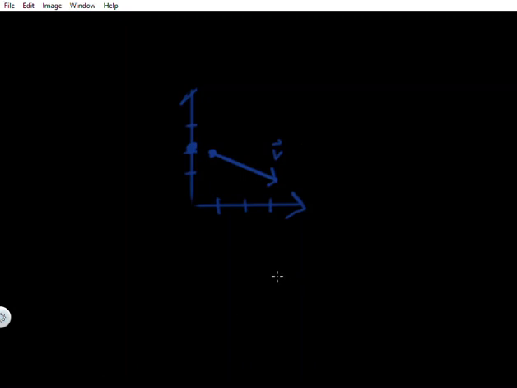So I've given you a vector on the x and y axis here, and let's say it has initial point at P and terminal point at point Q. And we're given from the graph that the initial point is at (1, 2), and the terminal point is at (3, 1).